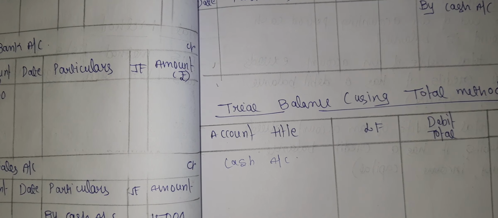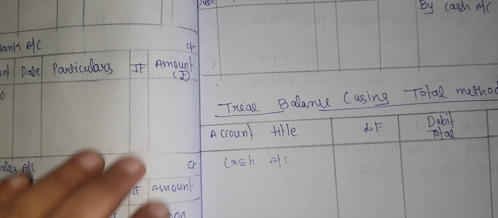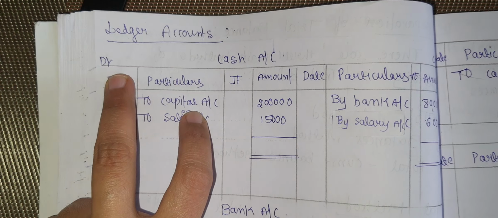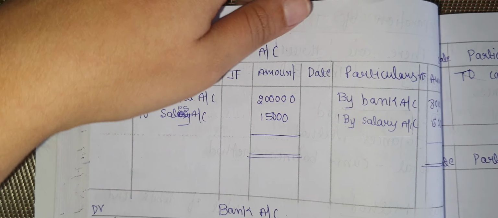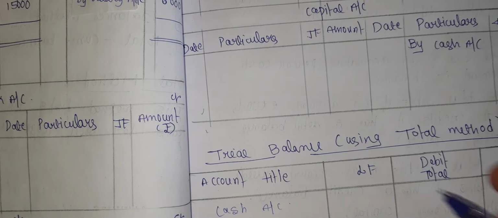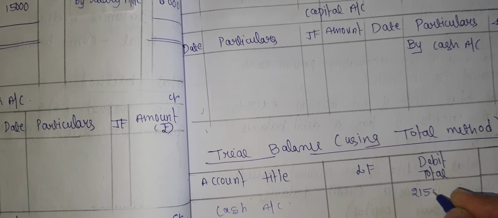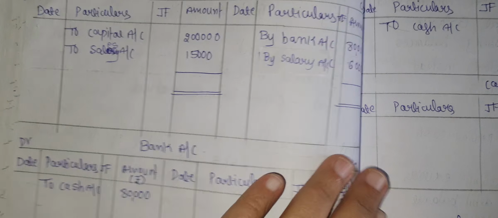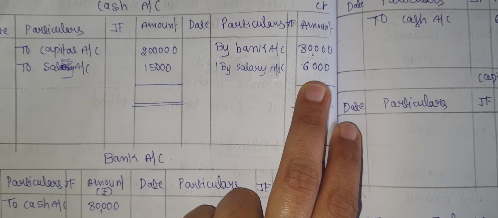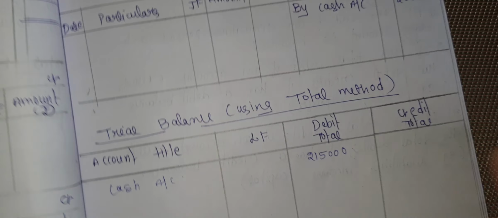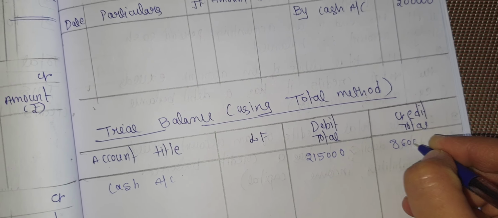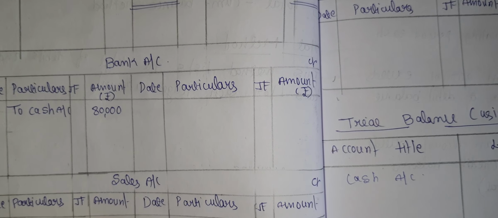So in this what we have to do? See here, debit total is 2 lakh plus 15,000, that is 2 lakh 15,000. So write down debit total 2 lakh 15,000. And see here, 80,000 plus 6,000, credit total is 86,000. Credit total 86,000. In this way we have to prepare the trial balance.